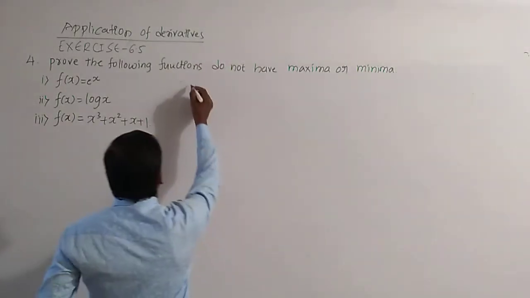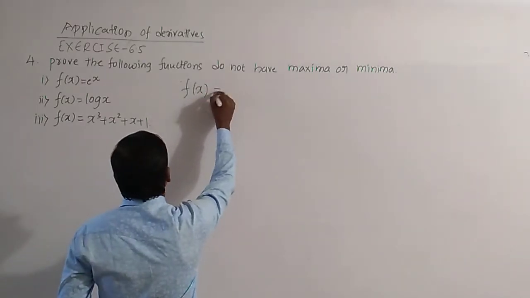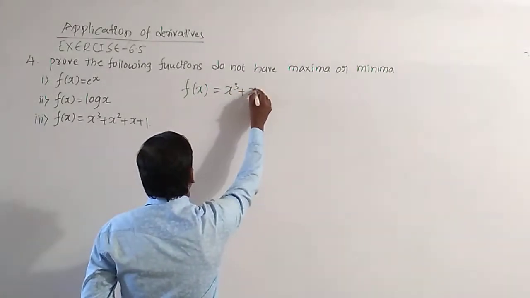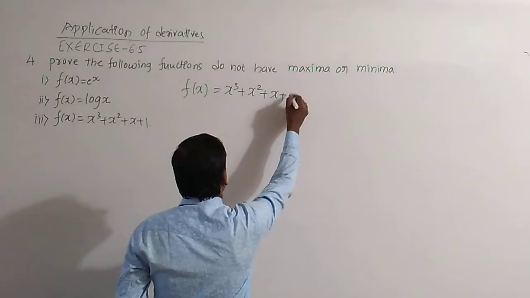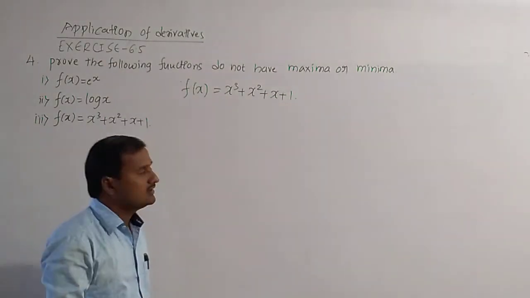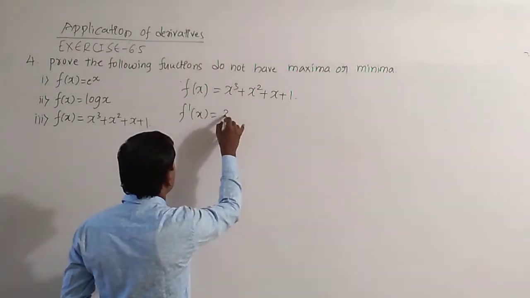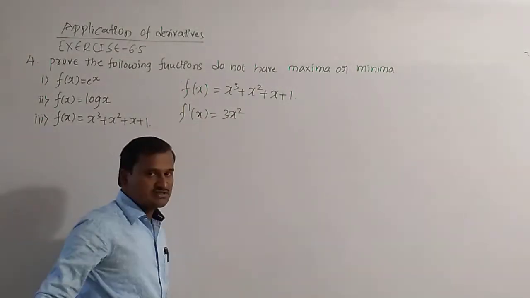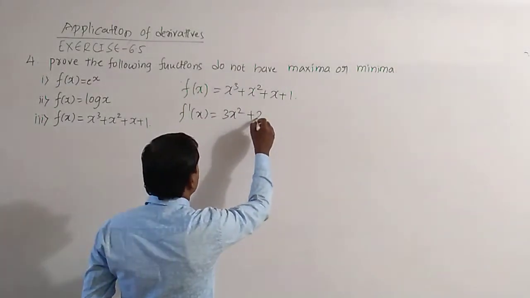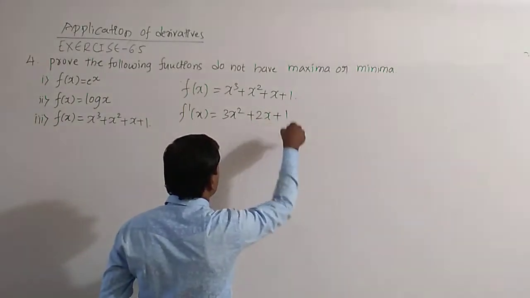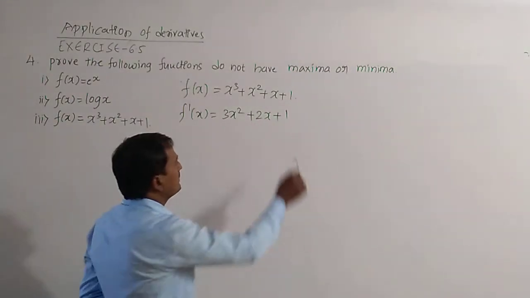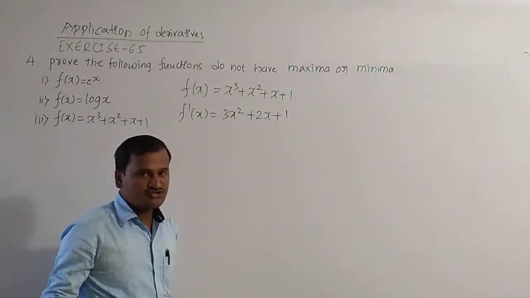The third question is f of x equal to x cube plus x square plus x plus 1. Now I have to differentiate this one. f dash of x equal to differentiation of x cube, which is 3x square, plus 2x, plus differentiation of x, which is 1, and the differentiation of 1 is 0.